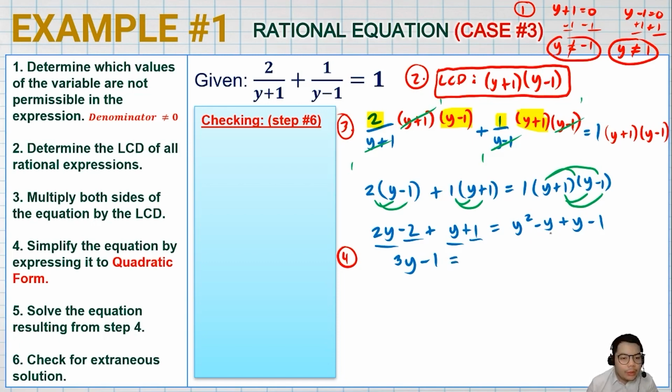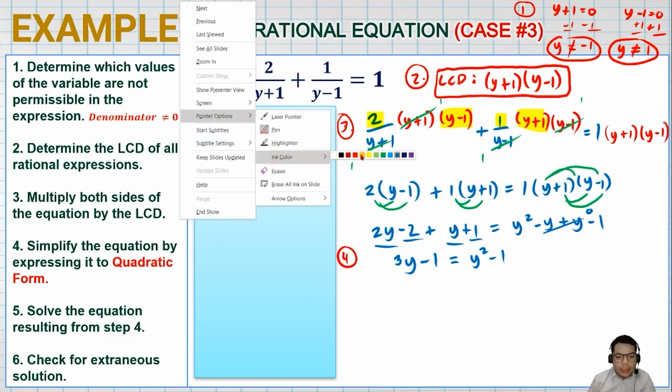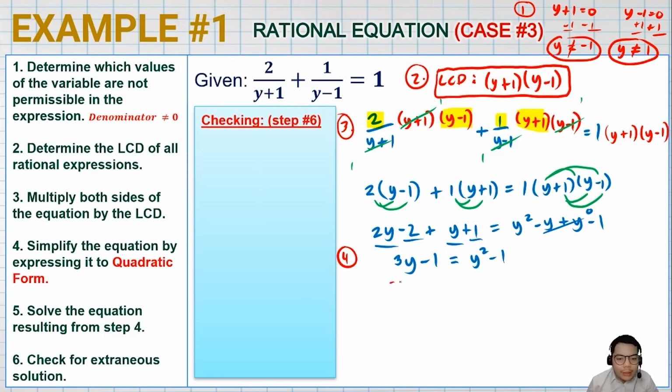So, I think we can just subtract negative y plus y. And this will just be equal to 0. So, we'll just be having y squared minus 1. Yan. So, ang gagawin ko dito, para maging itsura niya ay quadratic form. So, since y squared na yung nandun sa right side, ililipat ko na lang lahat ng part ng equation from the left going to the right. So, paano natin gagawin yon? Gamit tayo ng addition property of equality. Yan, subtract natin si 3y dito para matanggal tong 3y. Then, dito naman, add natin 1. So, gagawin din natin siya dito.